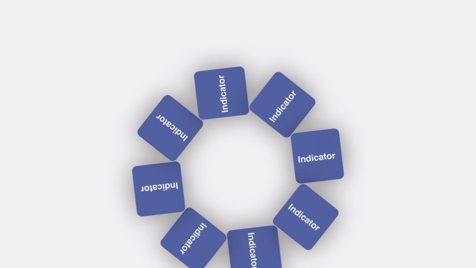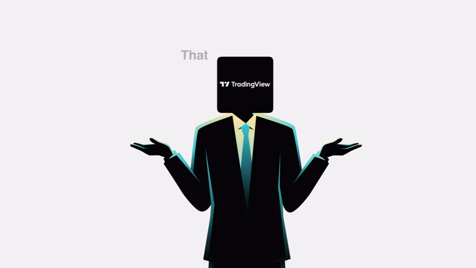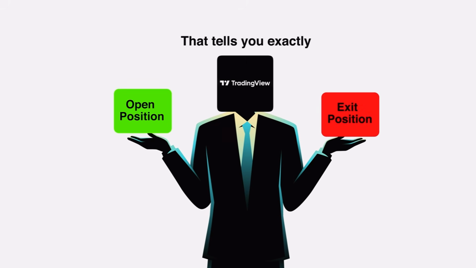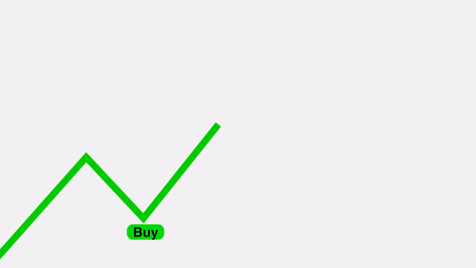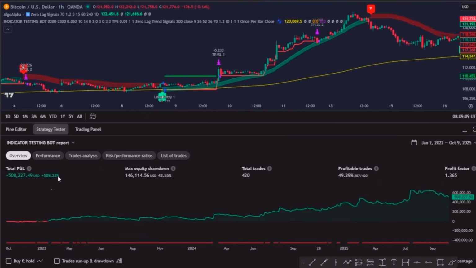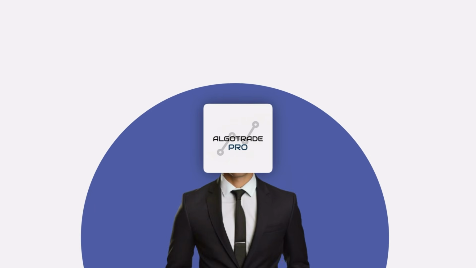This might be one of the best trading indicators I have ever tested on the channel, a free TradingView tool that tells you exactly when to open a position and when to exit, spotting powerful trends while filtering out most fake signals. And the results? 500% profit. Stay tuned to discover how it really works. I'm ATP and let's get started.